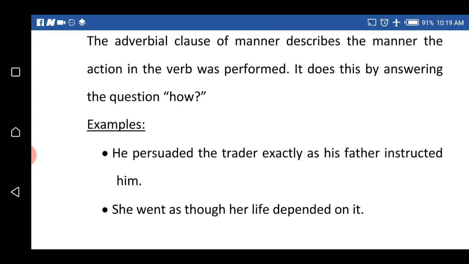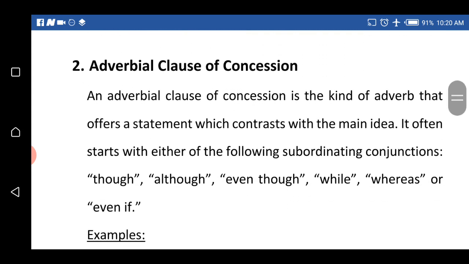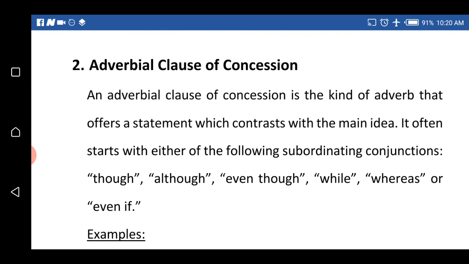Example 2. She went as though her life depended on it. So this answers the question, how did she go?